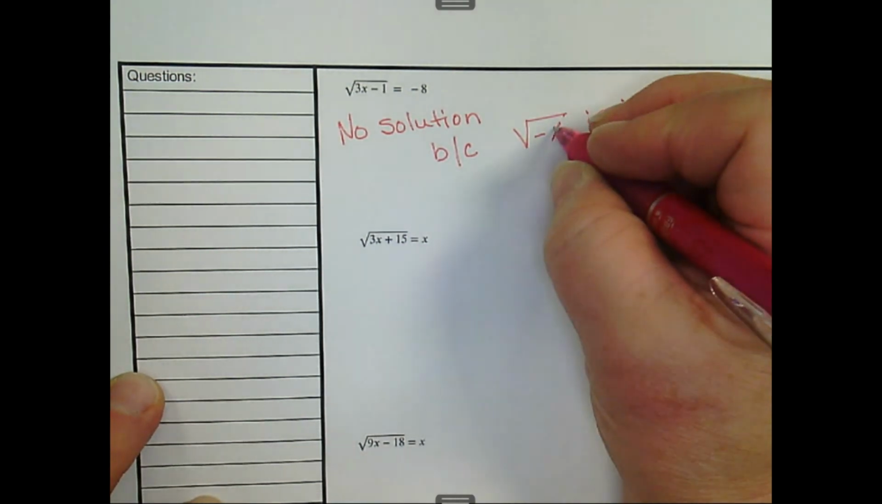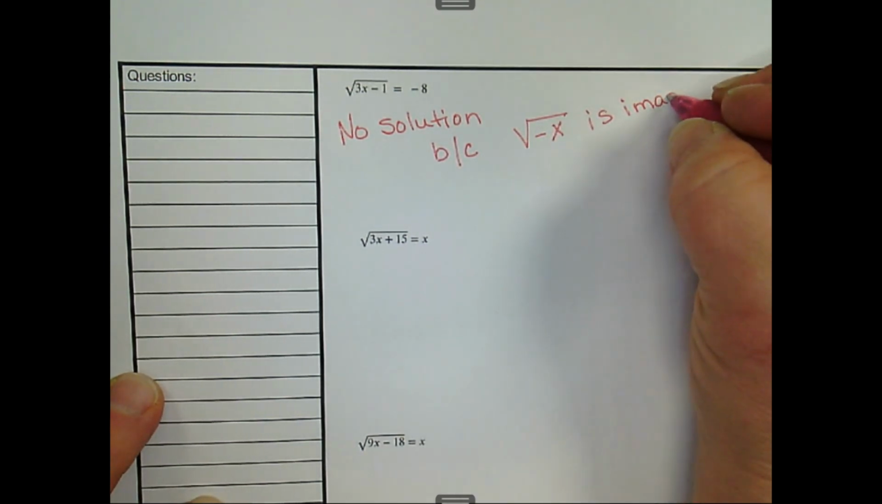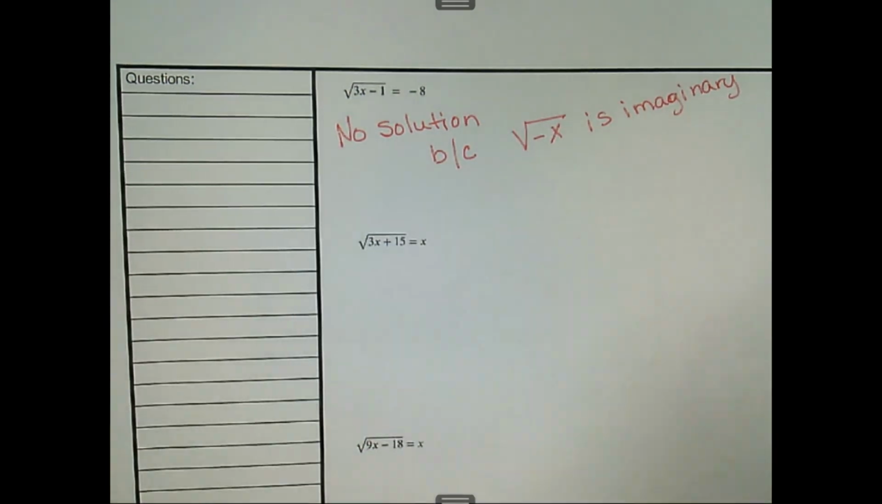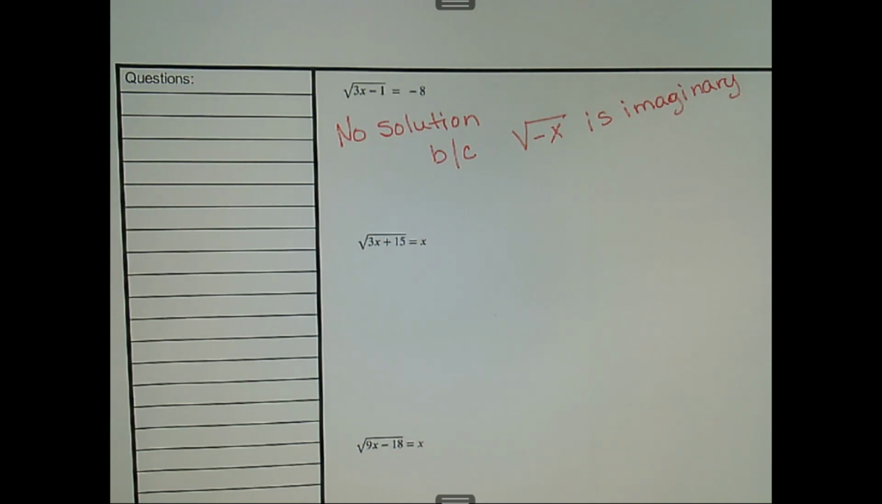The square root of negative x is imaginary. But we do know how to find it when we're doing our quadratic formula. We work with it there, but we usually will not work with it if we're looking for a solution. So let's go to the next one.